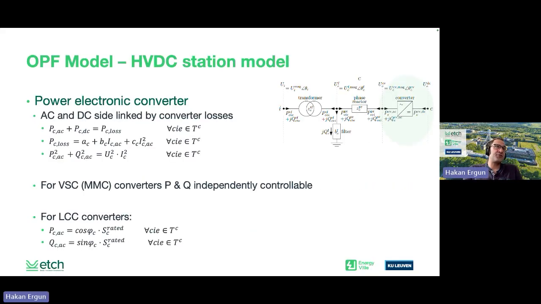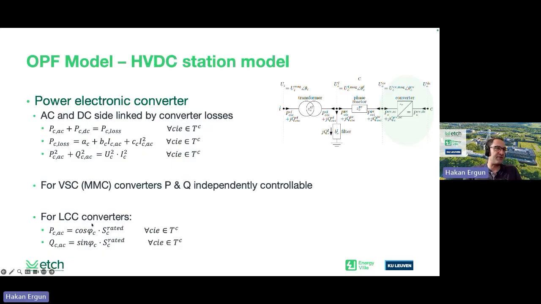So the power electronic converter in itself is modeled between the AC and the DC side via the coupling of the energy. So we are defining that the AC side power and the DC side power needs to equal, or the sum of them needs to equal to the losses. So we are choosing here a convention where basically both powers are going in. And basically the loss function is then expressed as a function of the converter current in itself, and also linked to the AC side voltage of the converter.